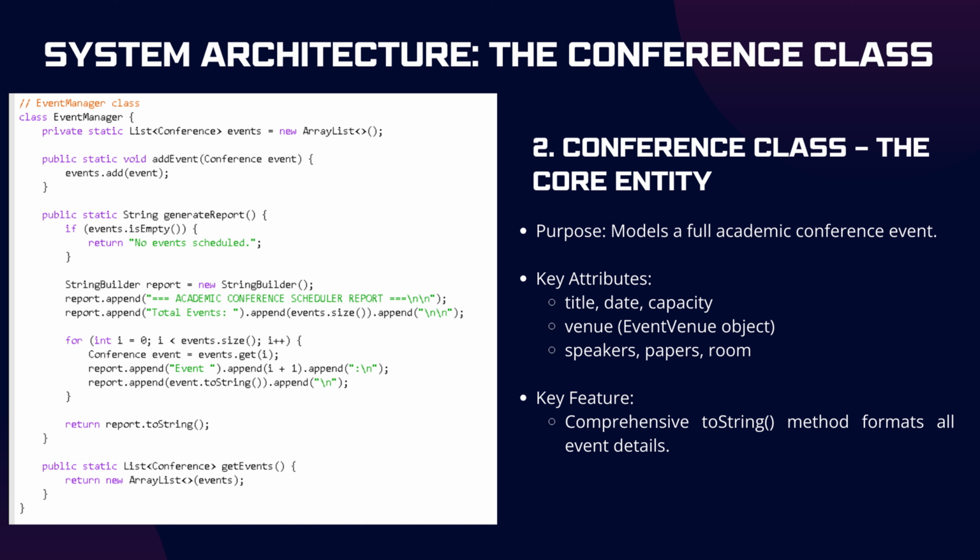Next, the conference class. It represents a conference event which has attributes such as title, date, capacity, venue, speakers, papers, and rooms, and ToString shows all the details of the conference in a formatted way.